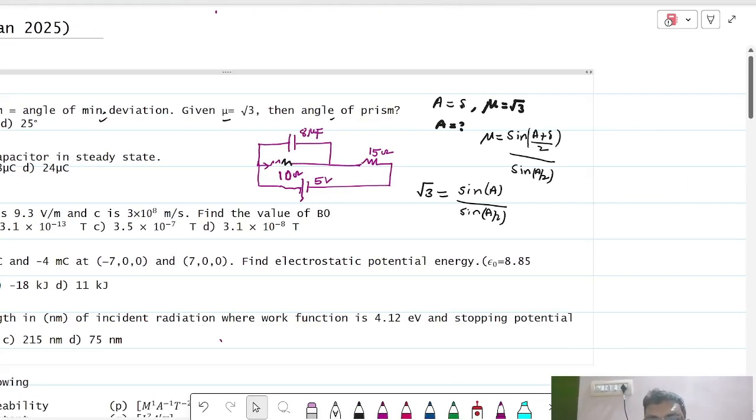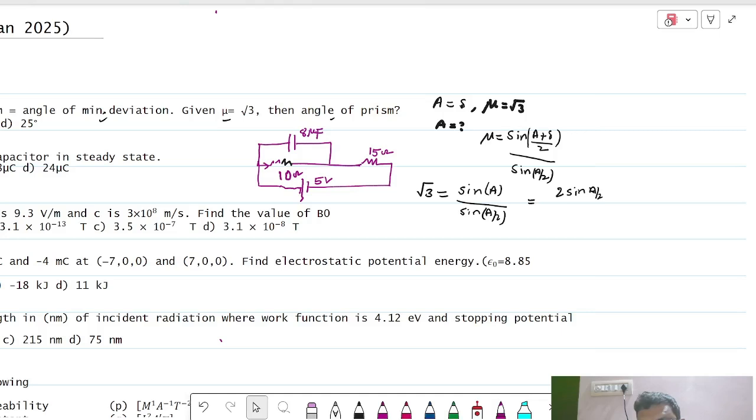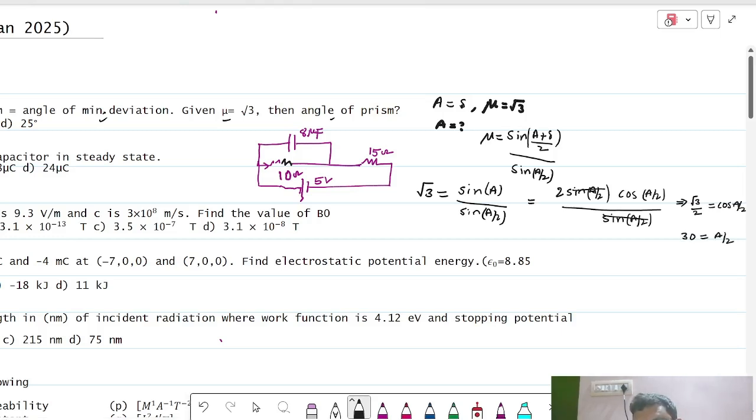From the sine 2A formula, 2 sine A cos A, sine A is equal to 2 sine A by 2 into cos A by 2. So root 3 equals 2 sine A by 2 cos A by 2 divided by sine A by 2. Sine A by 2 cancels. That implies root 3 by 2 is equal to cos A by 2. Cos of 30 is root 3 by 2, so A by 2 is 30, and A is equal to 60 degrees. So this is the required answer.